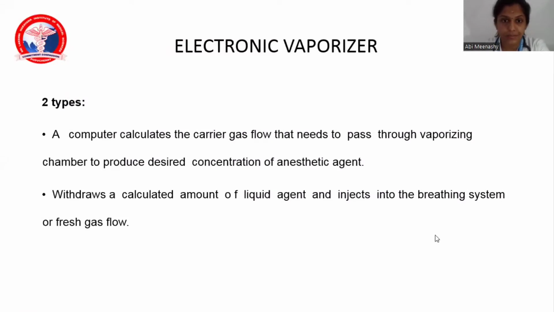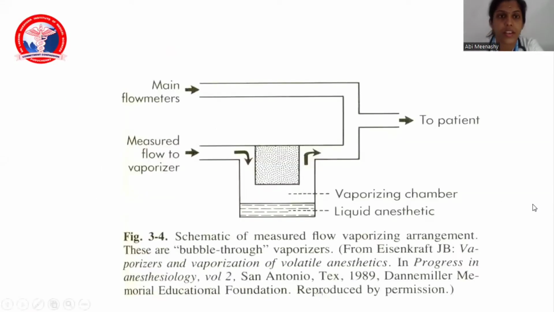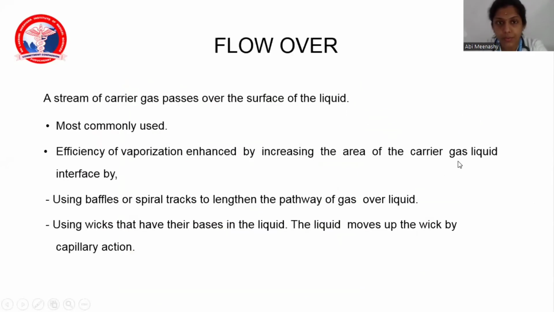Then next is your flow over vaporizer. That is the most common pathway. In flow over vaporizer, a stream of gas will pass over the surface of the liquid. This fresh gas flow will take some molecules of the inhalational agent and will get saturated with the inhalation agent. In order to increase the surface area of contact, we use wicks or spirals, also called baffles. The most commonly used type is flow over.